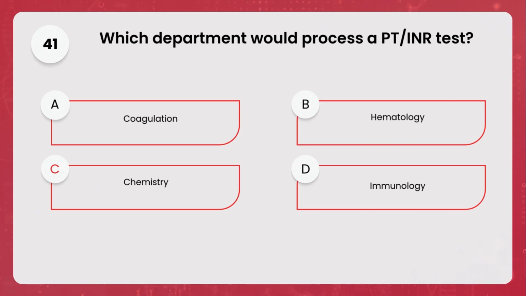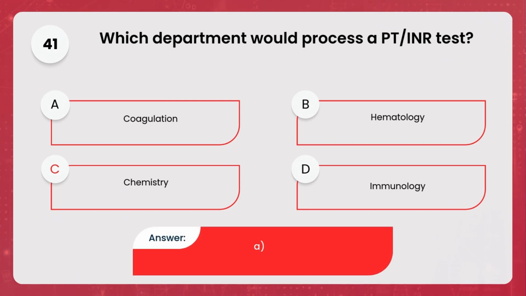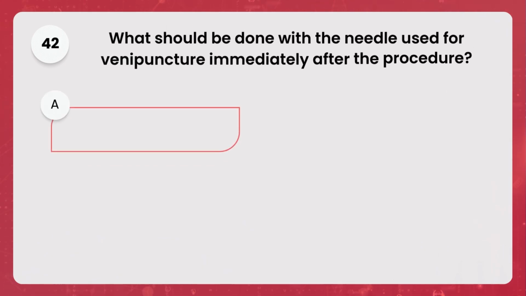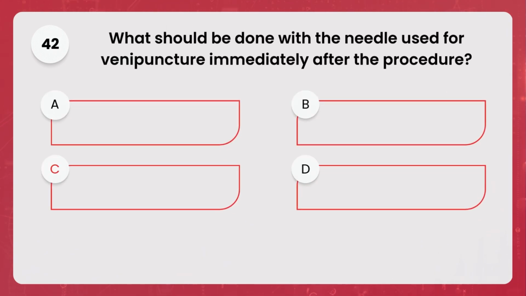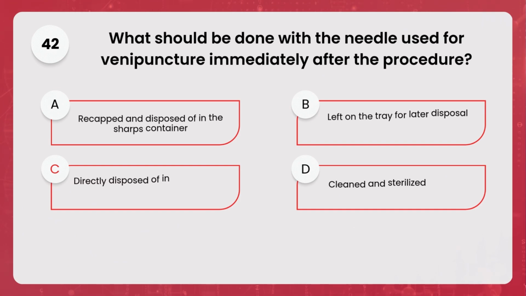Number 41. Which department would process a PT/INR test? A, coagulation, B, hematology, C, chemistry, or D, immunology. Number 42. What should be done with the needle used for venipuncture immediately after the procedure?